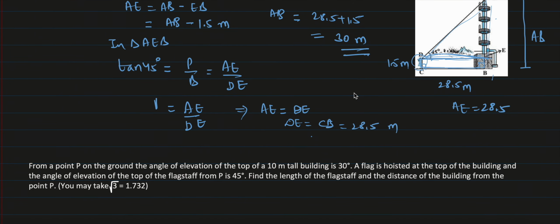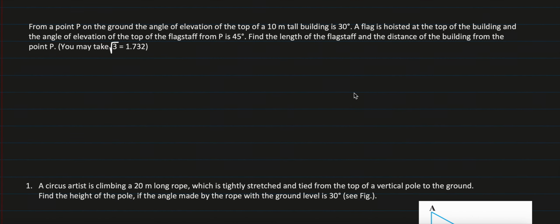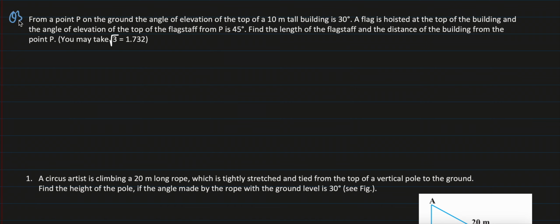Now let us move to the next question. Question number 3. From a point P on the ground, the angle of elevation of the top of a 10 meter tall building is 30 degrees. A flag is hoisted at the top of the building and the angle of elevation of the top of the flagstaff from P is 45 degrees. Find the length of the flagstaff and the distance of the building from the point P.